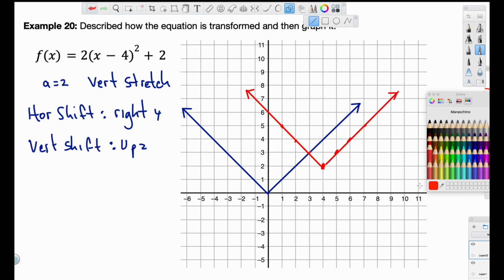Now we need to do the stretching. So what's going to happen when we multiply by 2? It's going to double the output from the original. So instead of going up 1 like it does here, it's going to go up 2. So it's going to go here. And this one right here, instead of going up 2, it's going to go up 4. Another way to look at it is that the slope here, instead of being 1/1, is going to be 2/1. So we've doubled the slope of this line. Okay, and there it is. This right here is our new function, f of x.